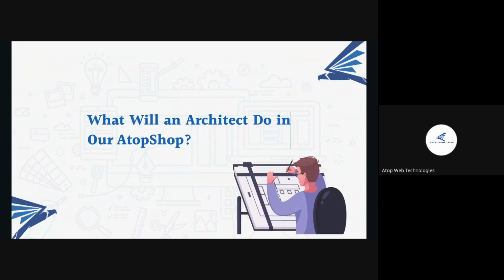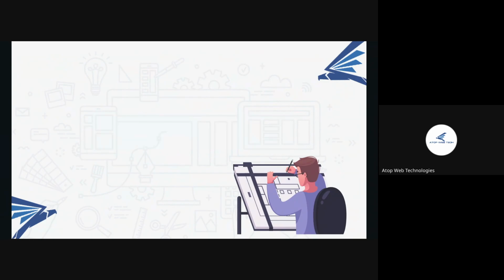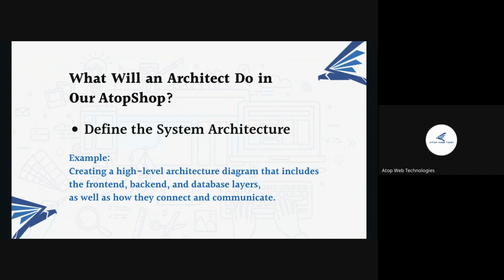So now, to keep the momentum going, what will an architect do in our E-Top Shop? First, an architect will define the system architecture. So take for example, create a high-level architecture diagram that includes the front end, the back end, and database layers, as well as how they connect and communicate.